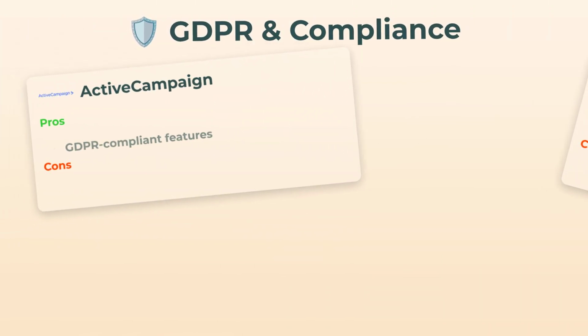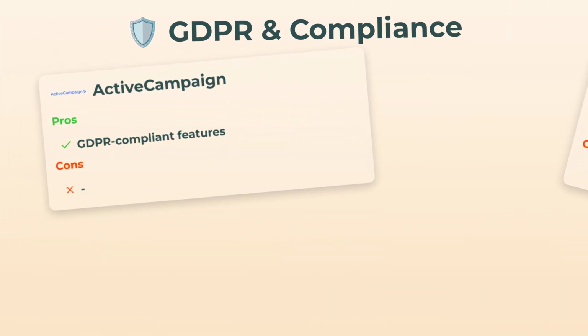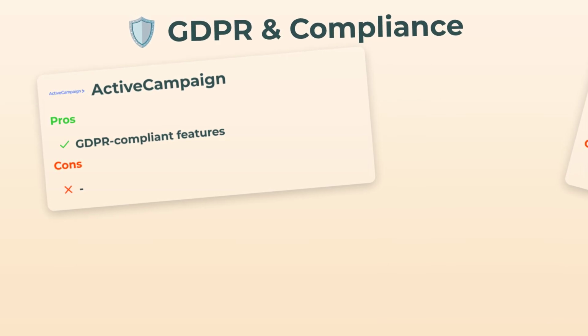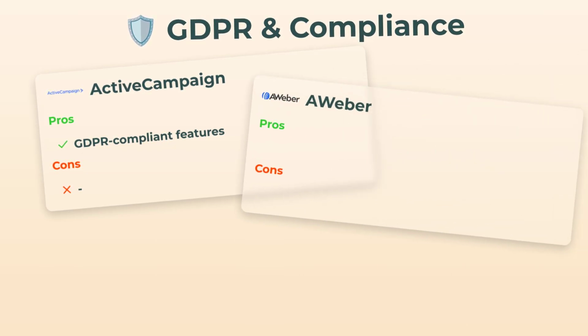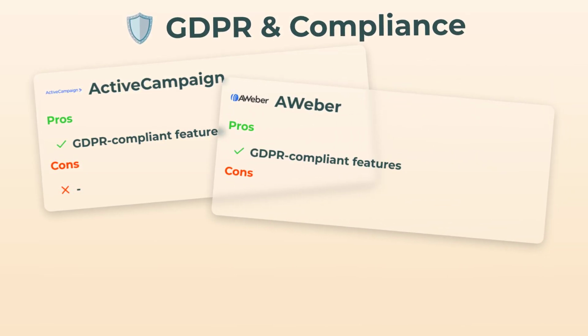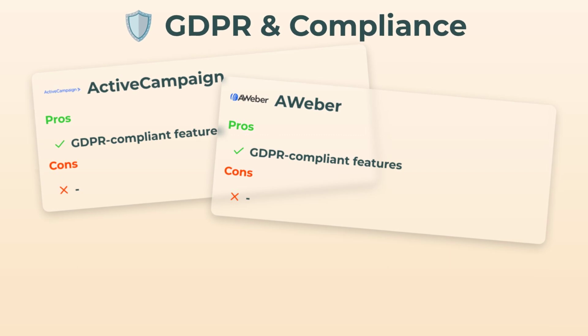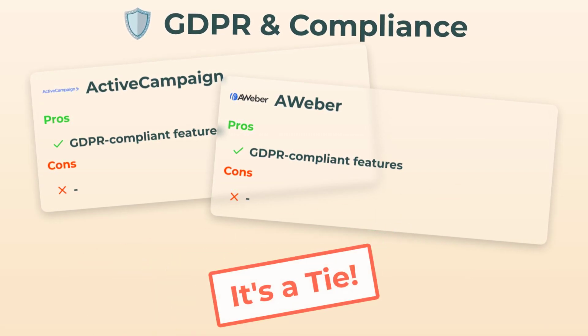Last on the list, GDPR and compliance. Good news if you're worried about this. Both ActiveCampaign and AWeber are fully on board with GDPR features. You won't have any nasty surprises no matter which one you pick. Honestly, it's a tie, so not much drama here.